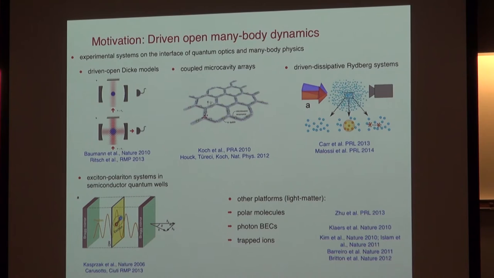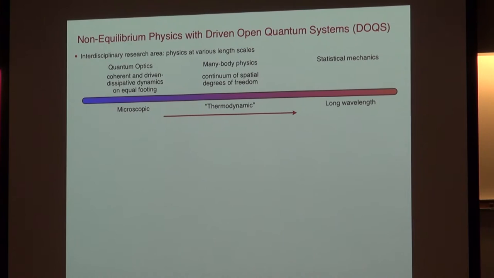Okay, now let's look at this from a theoretical perspective. This makes up an interdisciplinary research area, where the interdisciplinary character can be read off just from looking at the system at various length scales. At the very microscopic scale, these systems are essentially indistinguishable from quantum optics, and they share this characteristic feature of having coherent and driven dissipative dynamics on a completely equal footing. You couldn't neglect one or the other without destroying the basic physics of the systems.